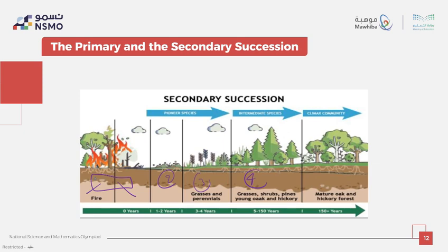Stage number 5, climax community. It's more than 150 years. A stable mature forest forms again with oak and hickory trees. In summary, secondary succession is faster because the soil is already present.